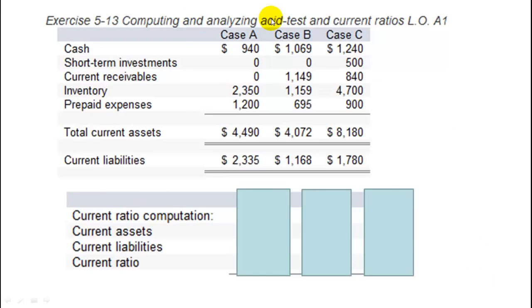Computing and analyzing acid test and current ratios. We have three cases, A, B, and C, and we're supposed to put together a current ratio calculation first, and then our acid test ratio calculation.